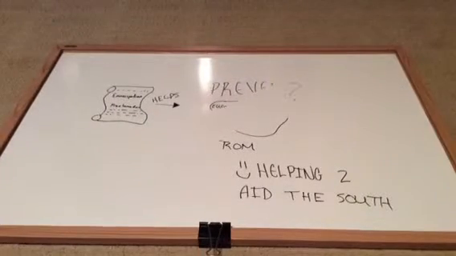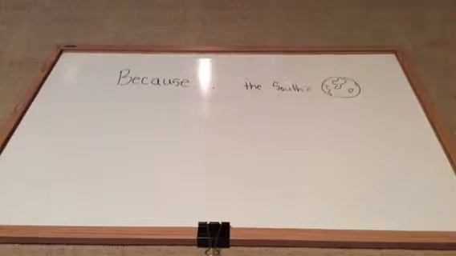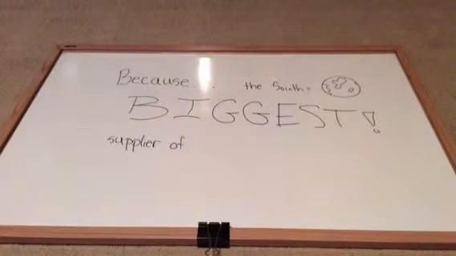Mr. Purser, why would the foreign countries want to aid the South? Foreign countries wanted to aid the South because they were the largest world producer of cotton.